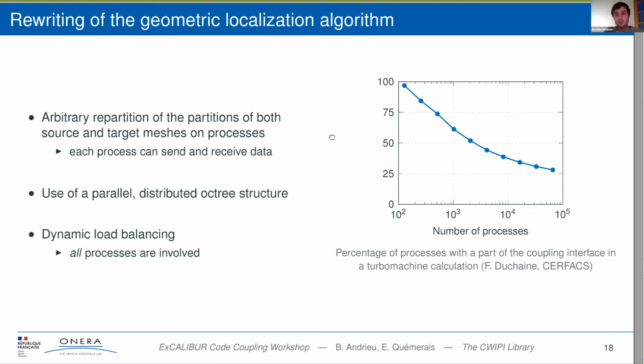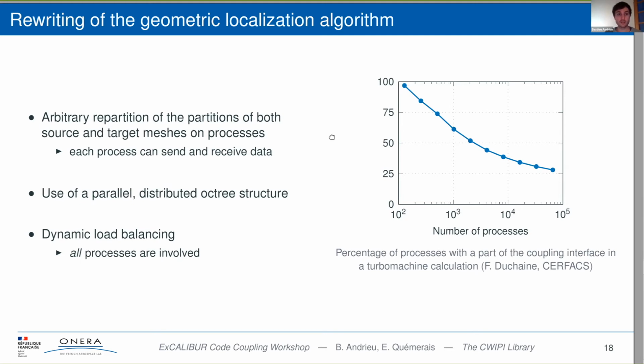We cannot have different codes running on the same processes. So we are currently working on removing this constraint. For now, the new geometric localization algorithm we have developed has removed this constraint completely. We have also improved the performance of the algorithm by using a fully parallel distributed octree data structure, based on the same principle as what Yvon Fournier described earlier.